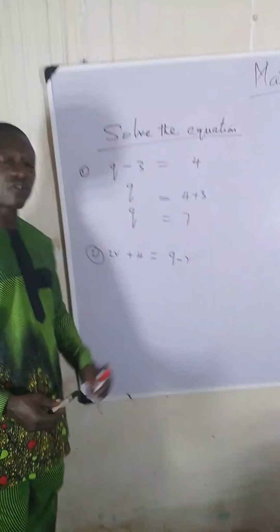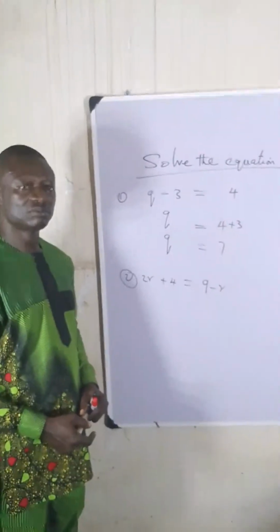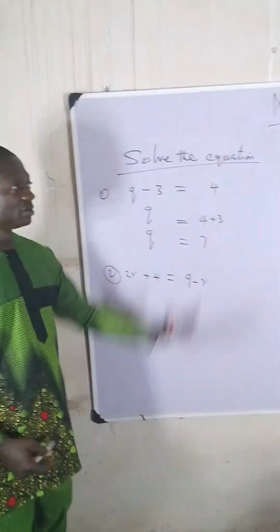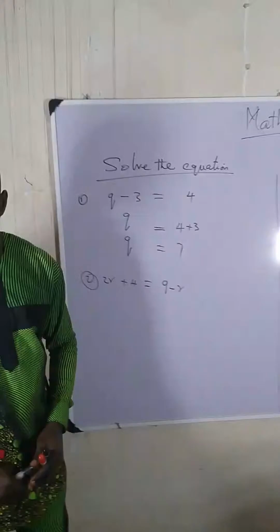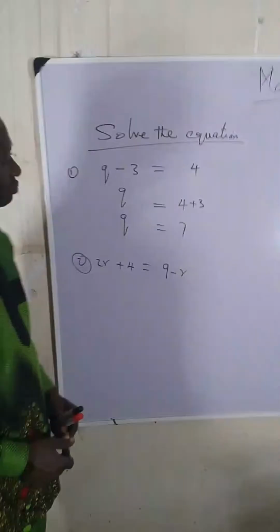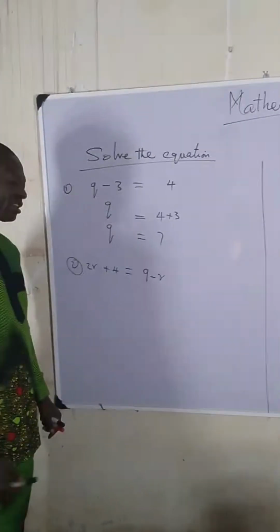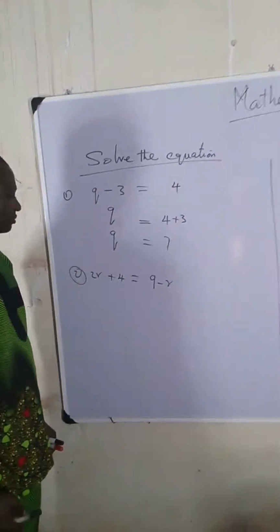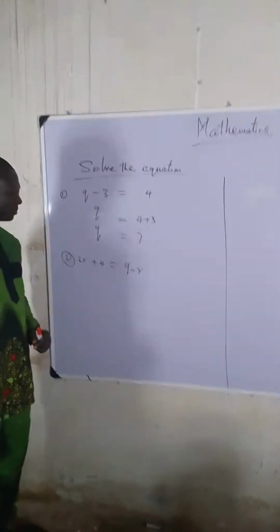What is the value of R if this is true? When you get the second one, we go straight to equations with fractions. The value of R when 2R plus 4 is equal to 9 minus R. The value of R is what we are looking for.